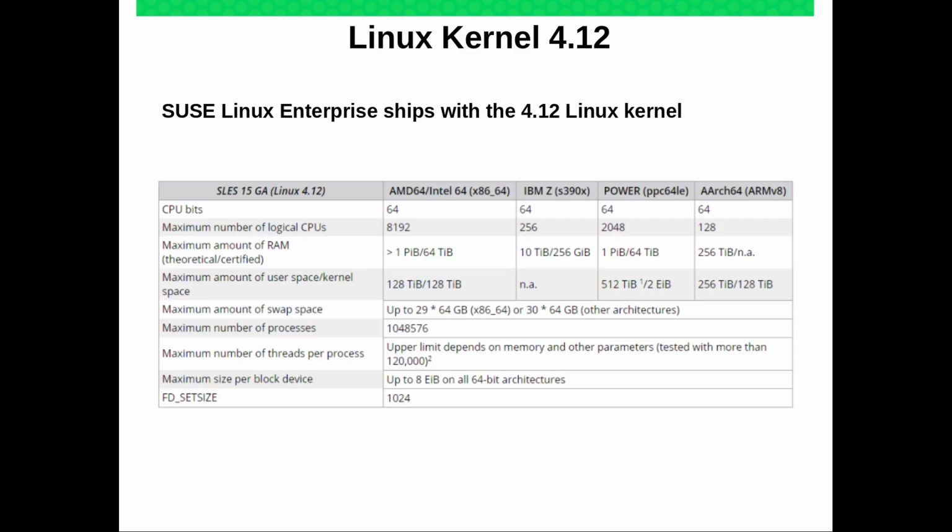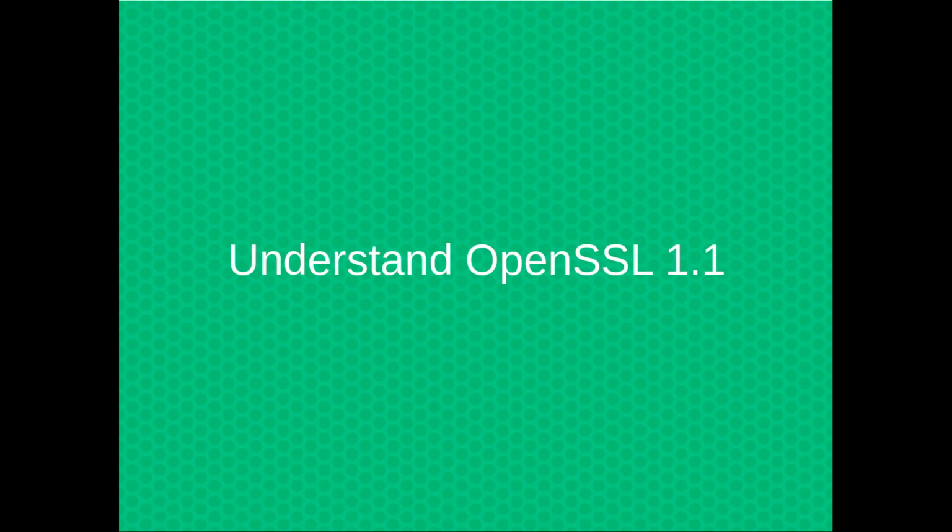To begin with, the Linux kernel 4.12 is being used. That brings a lot of enhancements and features that are implied with that version. You should know that so that if you need to validate your version of applications or whatever implementation you're going to be making, that 4.12 has the feature set that you're pursuing. Let's talk about OpenSSL 1.1 though.